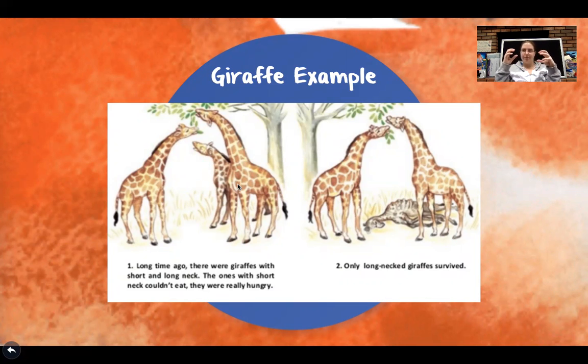Instead of being like 50-50, you start having higher percentages of the long neck ones and smaller percentages of the short neck ones. And then over time, you only had long neck giraffes, and all of the short ones had starved and were gone, and only the long neck ones survived.